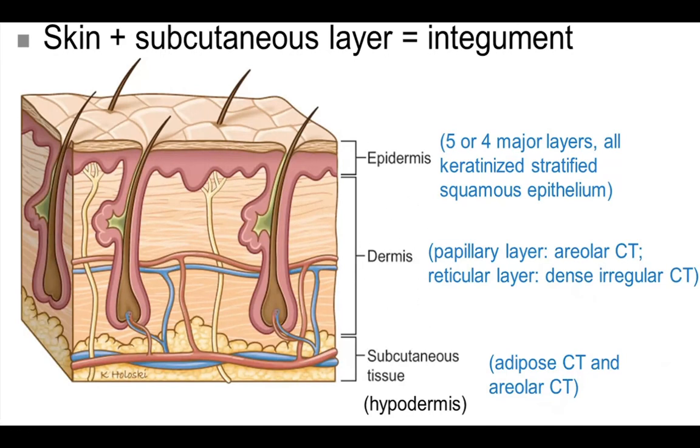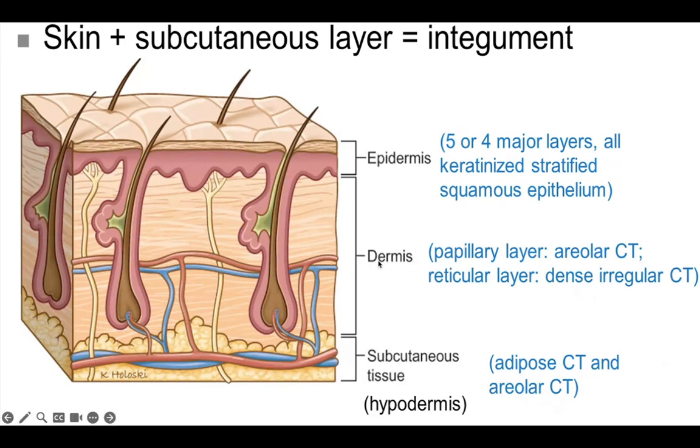All right, now when we look at these layers of the integument, we also have to understand what type of tissues are found here. Okay, so in the epidermis, we have either 4 or 5 layers, or sometimes called strata. If it was an individual layer, it would be a stratum. Okay, but if we're talking about them in plural, strata. Okay, and all of those strata are going to be composed of keratinized, stratified, squamous epithelial tissue.